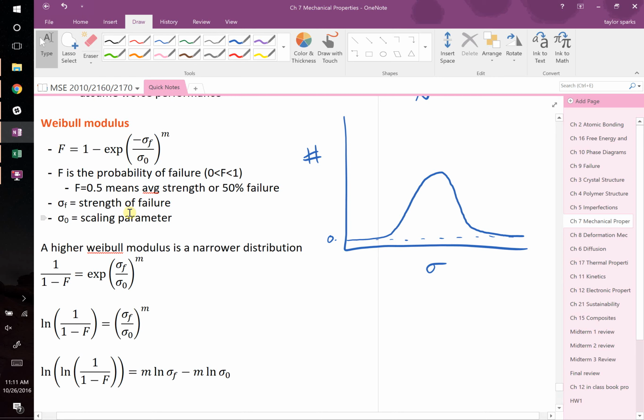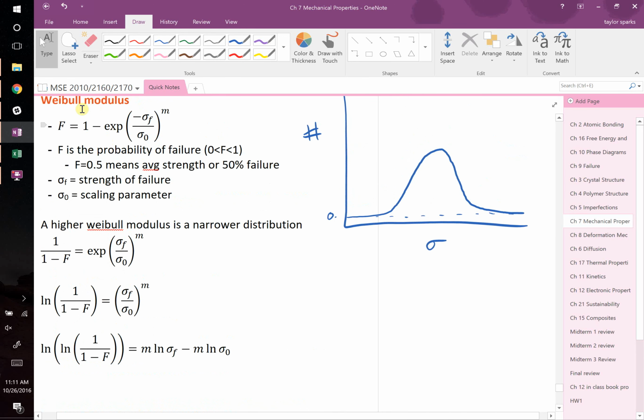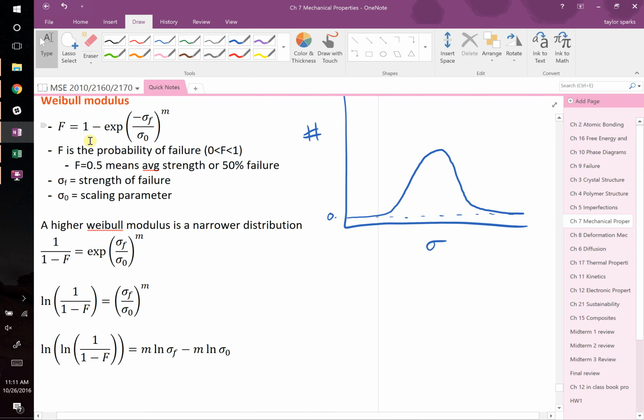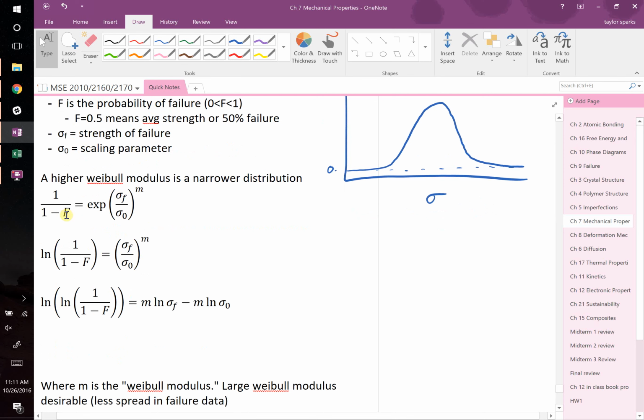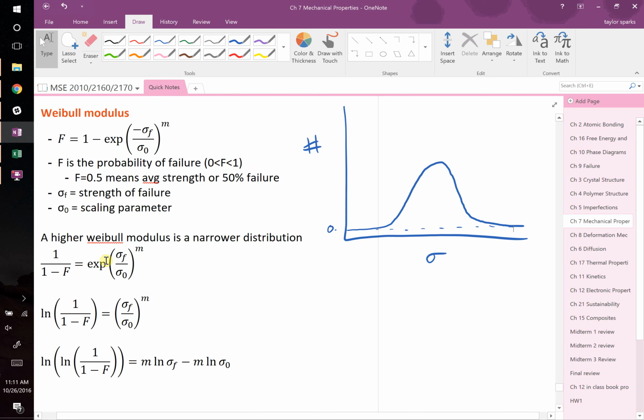So what's clever about this is that it allows us to calculate sigma naught and m very easily, and then we can start making probabilistic predictions of performance if we test enough samples. Here's how it works. Consider this original expression. We're going to reformulate it just a little bit. I'm going to bring the exponent to one side by itself, and I'm going to bring F over by itself. So now we have 1 over 1 minus F equals exponent of, note the positive here, positive sigma f over sigma naught to the m. We got rid of the negative sign, right, by taking 1 over, okay?